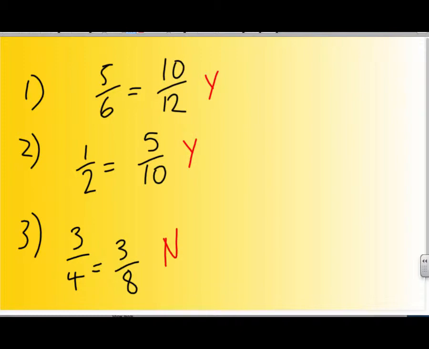If you got all three right, you can go to the activity. But if you didn't, you are watching on as we learn about equivalent fractions.